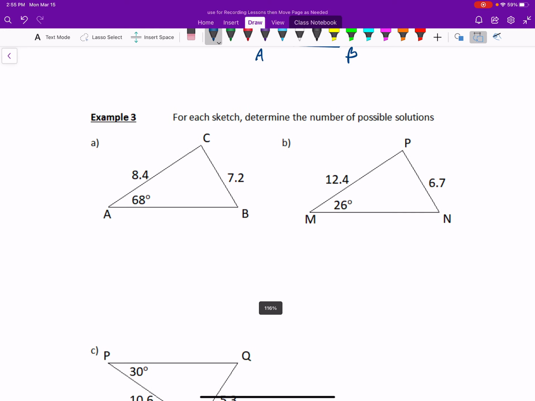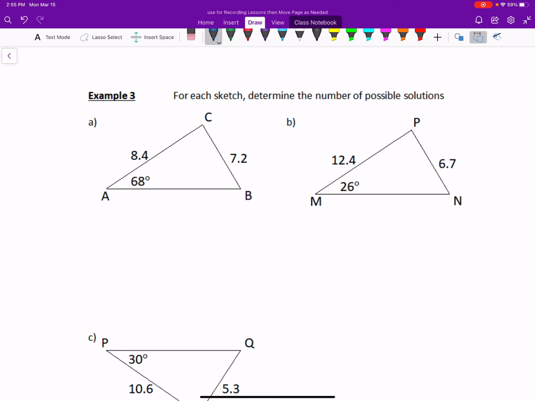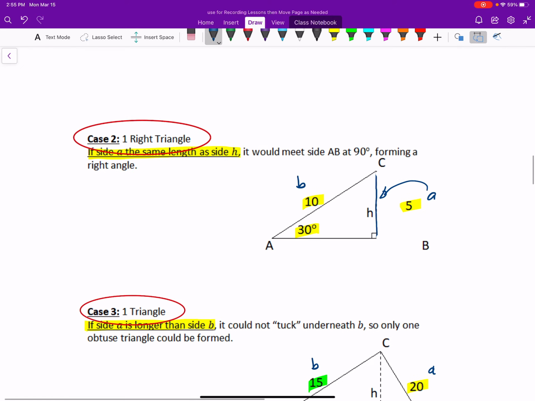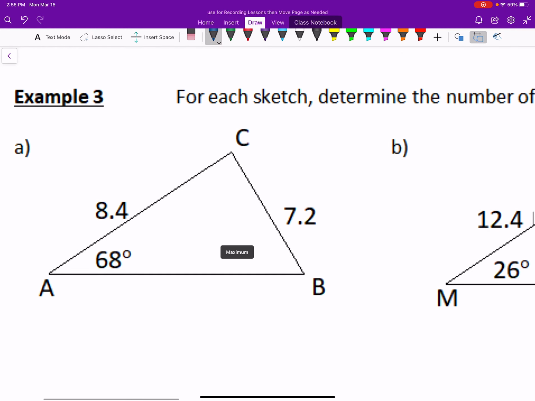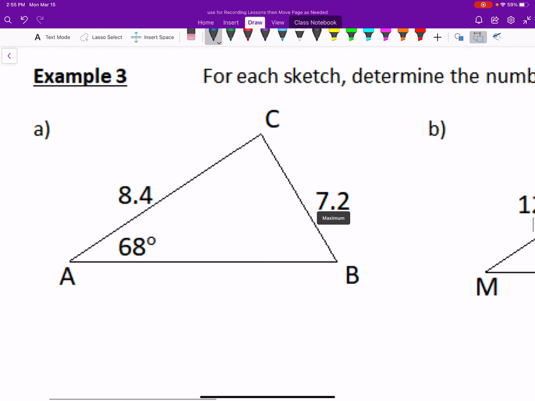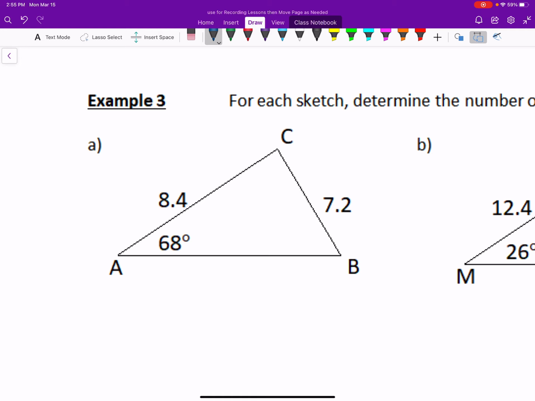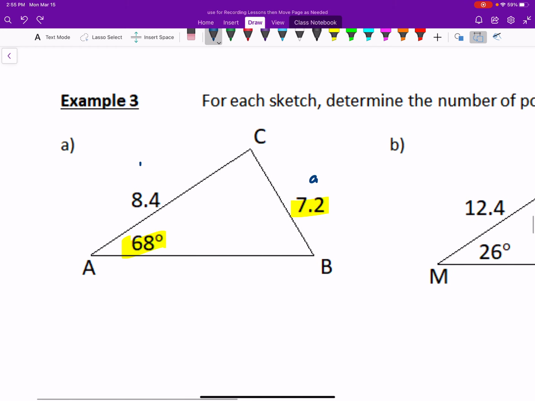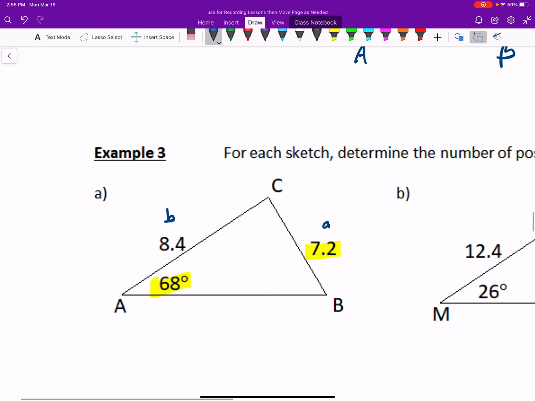So the first thing we want to be able to do is determine the number of possible solutions. And this is given in terms of A and B, but it can be any letters. So this one, for example, is turned around a little bit. We still have angle A and side A, but instead of being side B, this is side C because it's across from, oh, sorry, it is not. My bad. Save that for the next example. It is side B there. So it is exactly the way we talked about it.